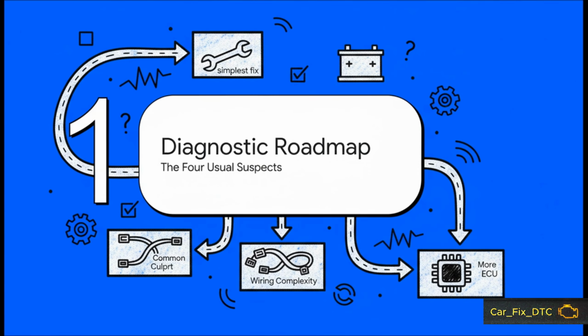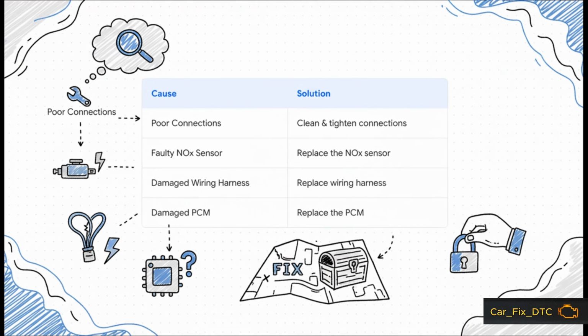Think of this as our diagnostic roadmap. We're going to investigate the four most common culprits behind this code. The key is we'll start with the simplest, easiest fix and work our way up to the more complex stuff. This right here is our whole game plan. It's basically your cheat sheet for this job. As you can see, there are four main possibilities we're looking at. A simple poor connection, the sensor itself could be faulty, the wiring harness might be damaged, or, in some cases, it's the PCM. We're going to walk through each of these one by one.